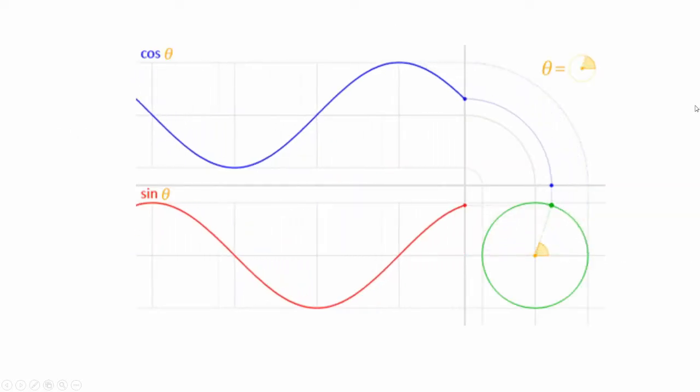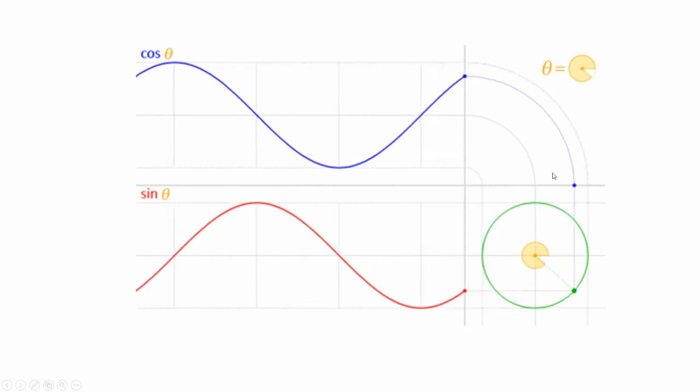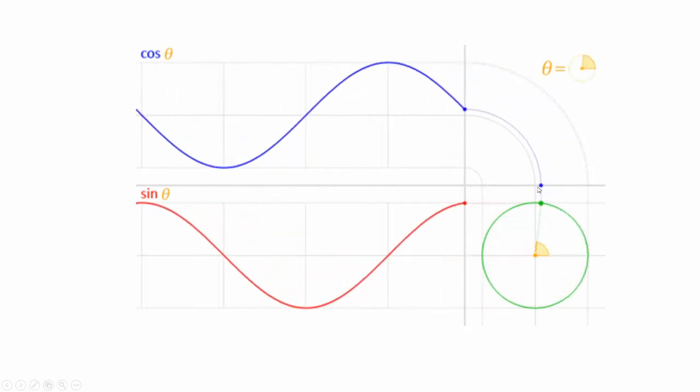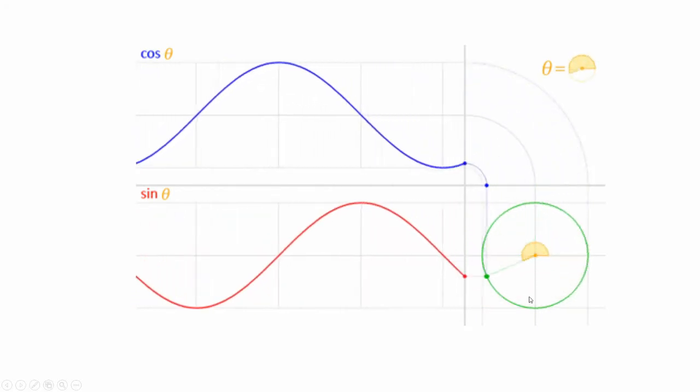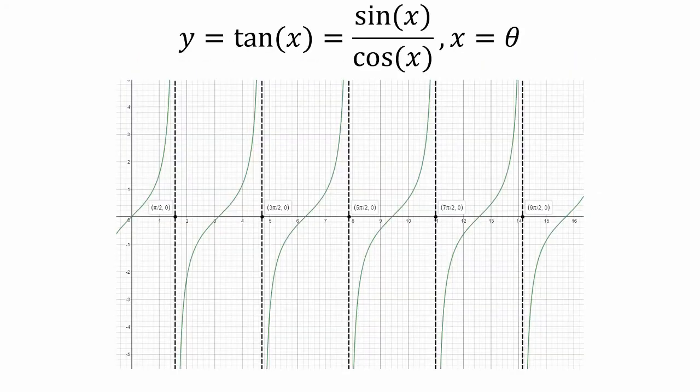Here's a little animation that might help you visualize what's going on in these graphs a bit better. You can see the cosine graph being drawn by the dot representing the x-coordinate of this point in the circle, and the y-coordinate of this point drawing the sine graph.